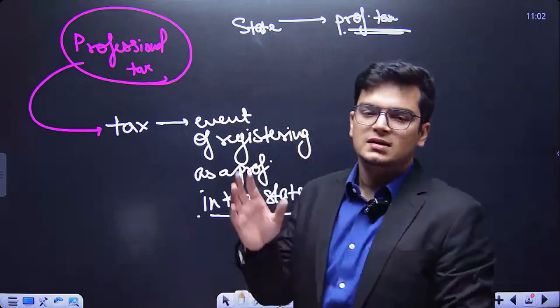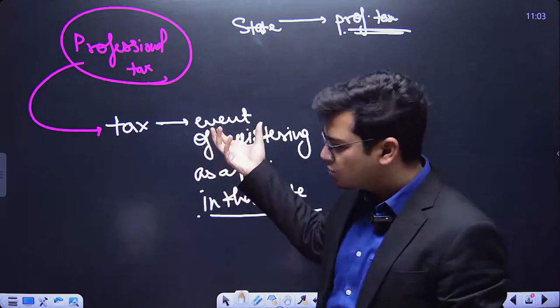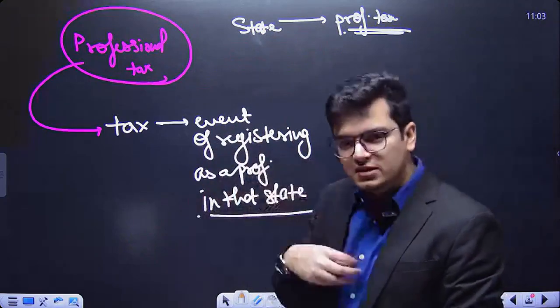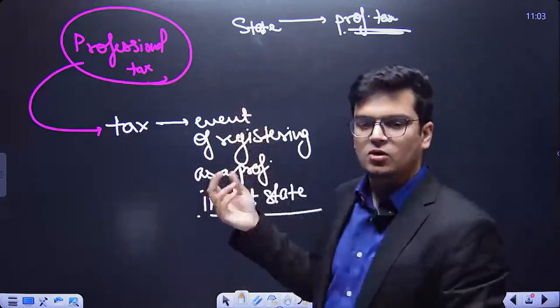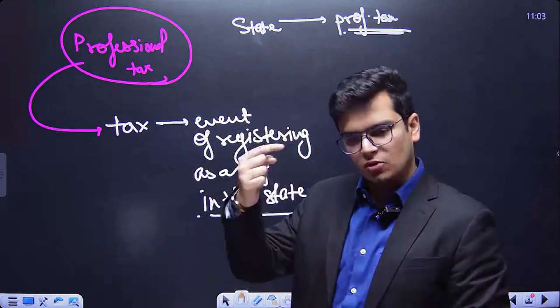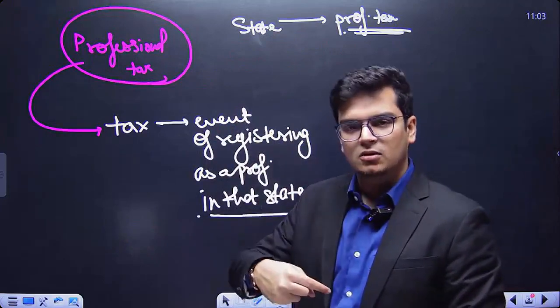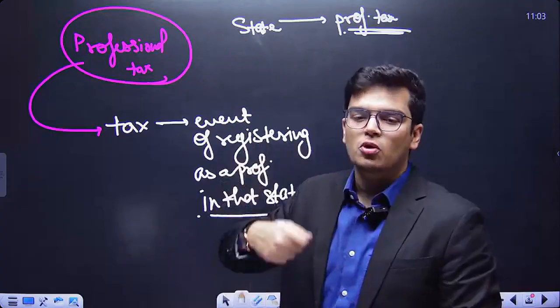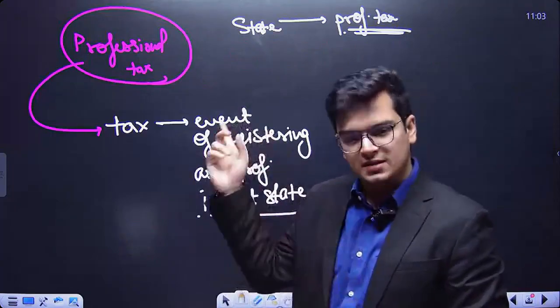Who is the tax being levied on? The person who is causing the event. Who is causing the event? I am causing the event of registering because I am a professional. Tax is levied on me. Responsibility to deposit is mine. Who is actually bearing it? From whose pocket is the money going? Mine. So it is a direct tax.